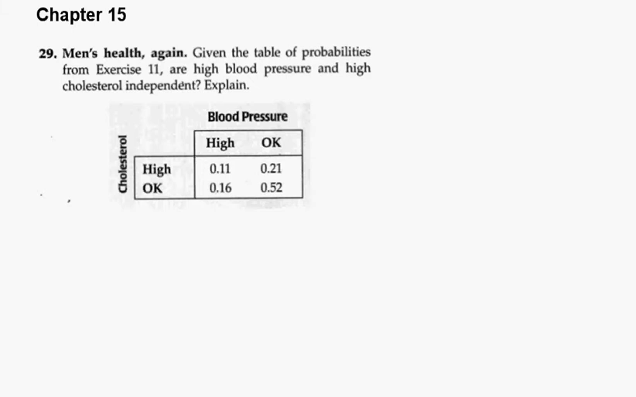This is problem 29 of chapter 15 from the textbook Stats: Modeling the World. If you've seen some of the previous videos or worked on these problems, you can see that we've had this data before when we looked at exercise 11. We have two categorical variables: blood pressure, where you have high blood pressure or okay blood pressure, I believe this is for men's health, and cholesterol levels, high cholesterol or okay cholesterol level.